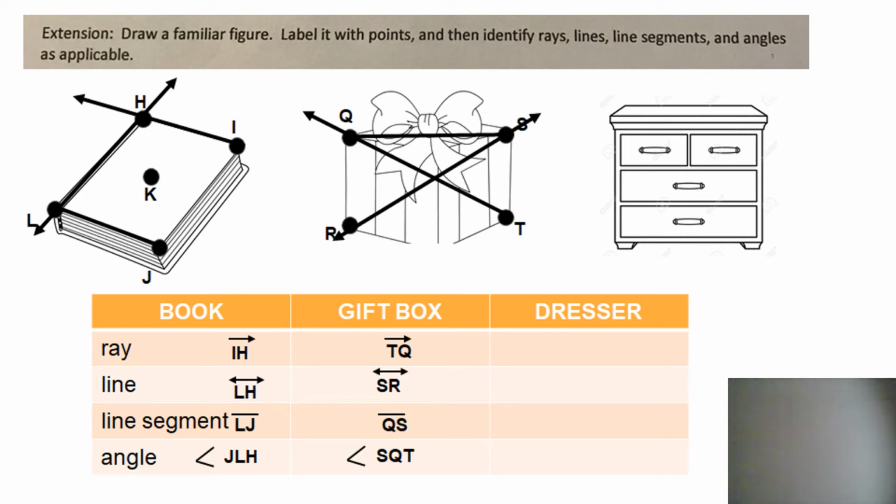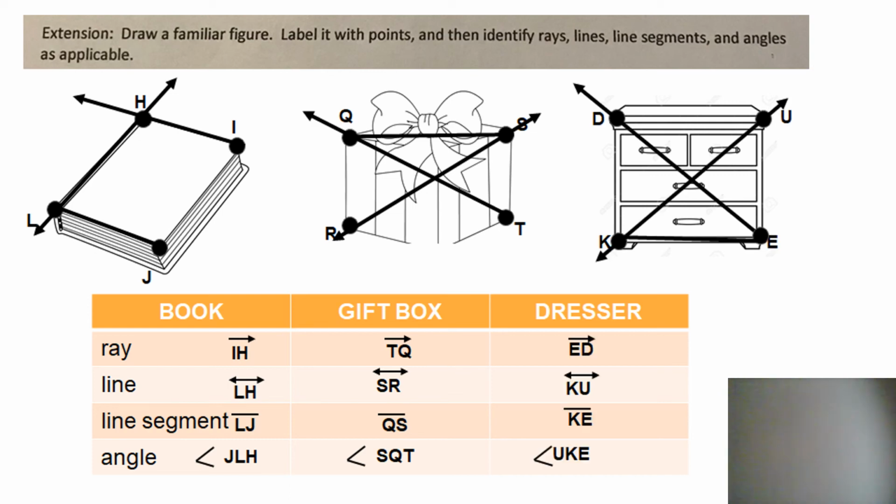For the gift box, and you only have to do one, but I'm just showing you some examples, QRST. So the ray is TQ. It begins at T and goes all the way through Q. The line, which goes on forever in both directions, is SR, goes through S and through R. The line segment, which has a definite beginning and end, is QS. And the angle, make sure you have these symbols, is SQT.